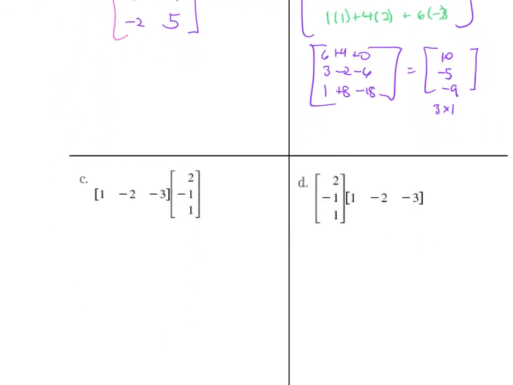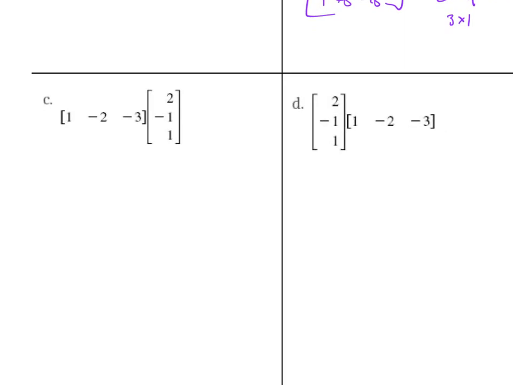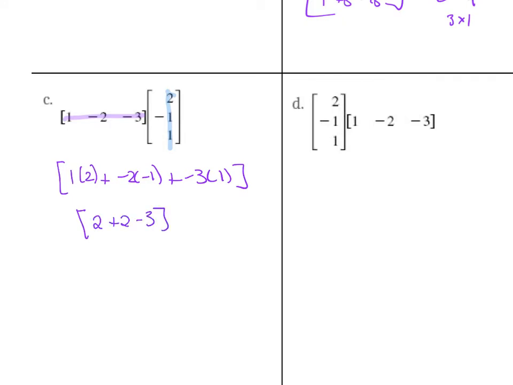Okay, let's try this example here. So letter C, we have 1, -2, -3, and then multiplied to 2, -1, and 1. So again, we're taking the row, multiplying to the column here. So this becomes 1 times 2 plus -2 times -1 plus -3 times 1. So this is 2 plus 2 minus 3, which is 4 minus 3, which is just a 1. So that's interesting, right? We get a 1 by 1 here.